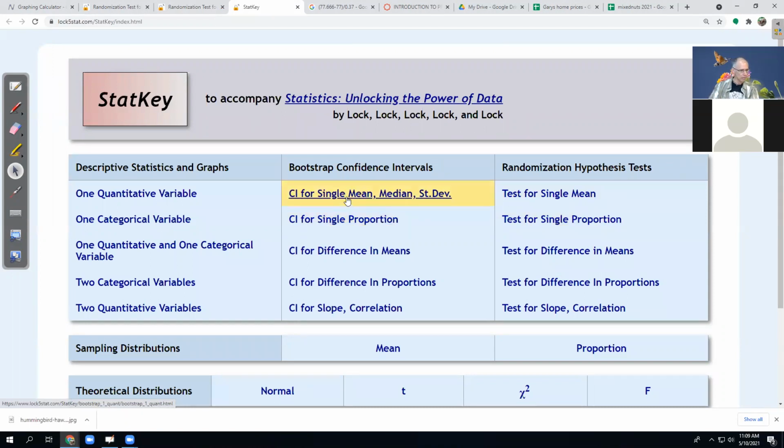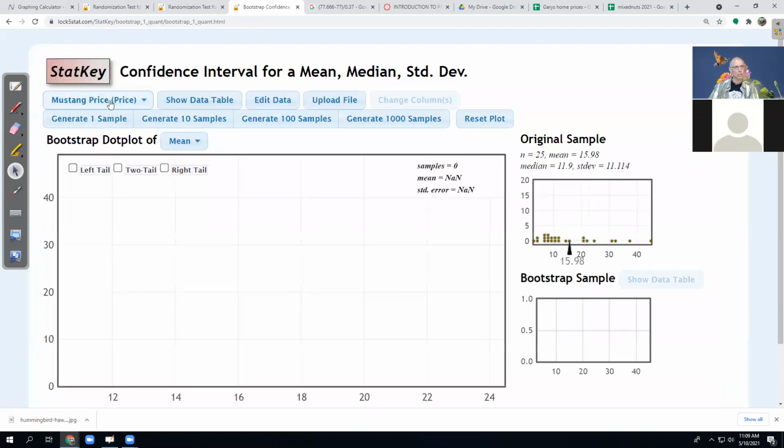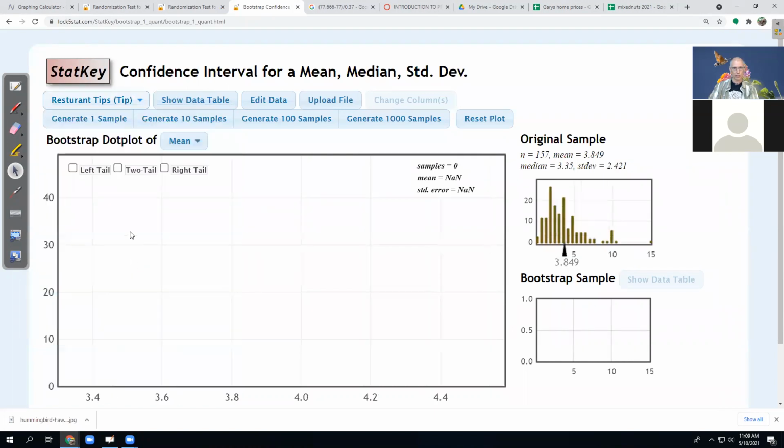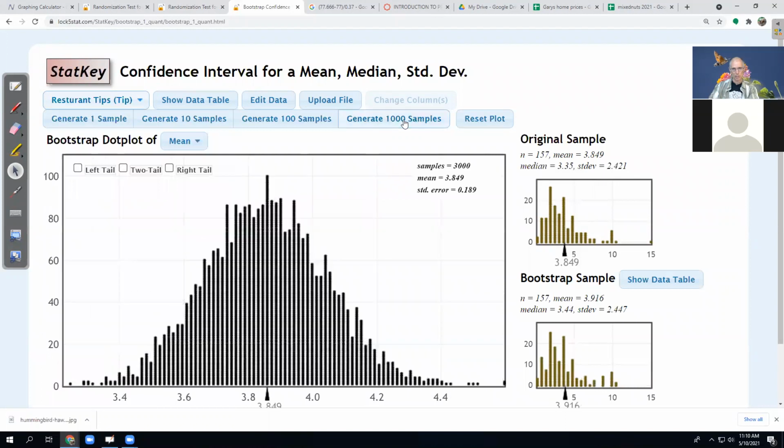So let's see, restaurant tips was in here. At a restaurant over a few nights, they recorded tips. So 157 bills were collected, and they would write down what the tip was for each of those bills. This is that sample right here. The population would be, I guess, all tips at this restaurant over time. And we resample from those 157 thousands of times. Then we get a whole bunch of new means plotted here.